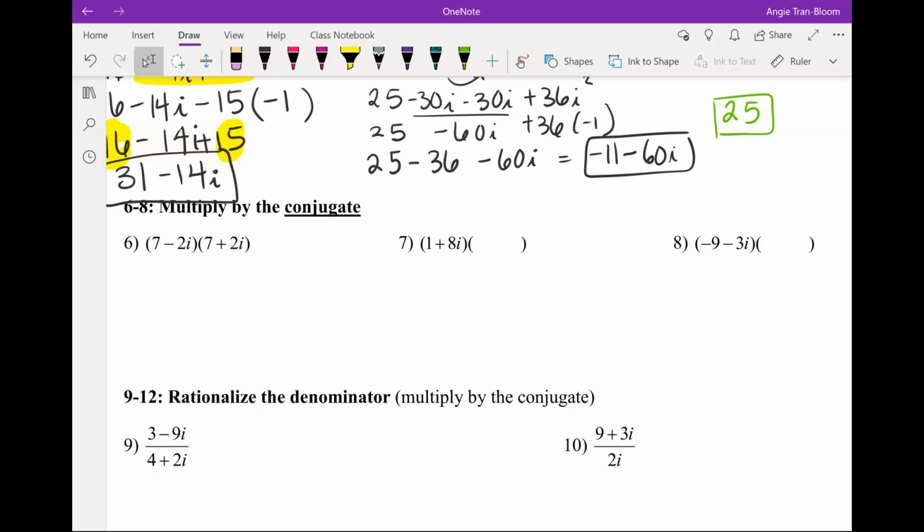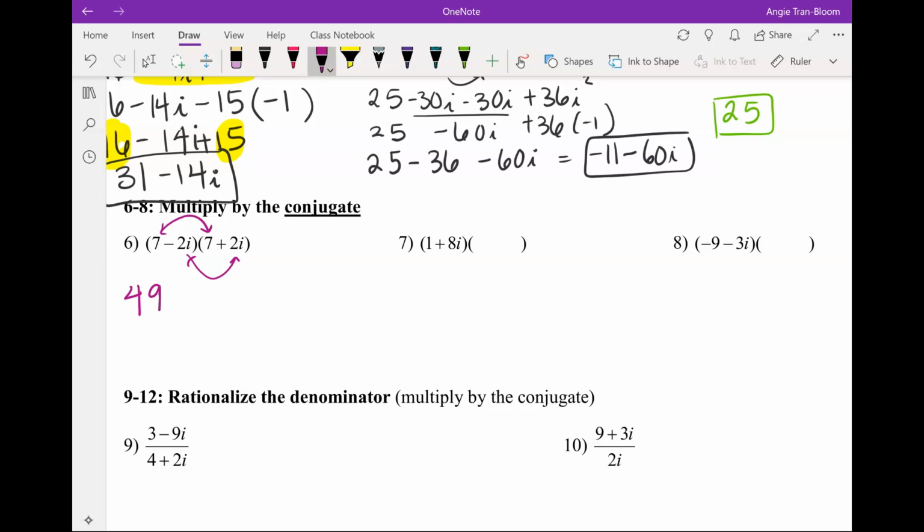Now, did you guys notice the pattern on examples 5 and 6? Both terms in the middle cancel each other out. So that's why we love conjugates. Because the two terms in the middle will always cancel. So from now on, if you see that they are conjugates of each other, all you have to do, class, is multiply the first two and the last two, because the middles will cancel. So 7 times 7 is 49.